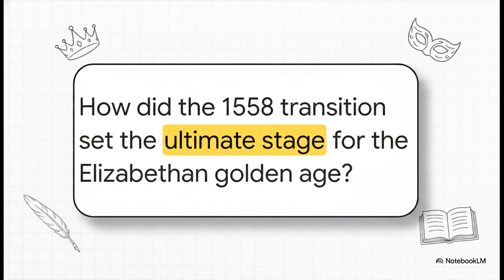So I'm going to leave you with this final thought to ponder. Given all these incredible literary tools constructed between 1400 and 1558, how did this specific transition set the ultimate undeniable stage for the impending era of Shakespeare and the Elizabethan Golden Age?